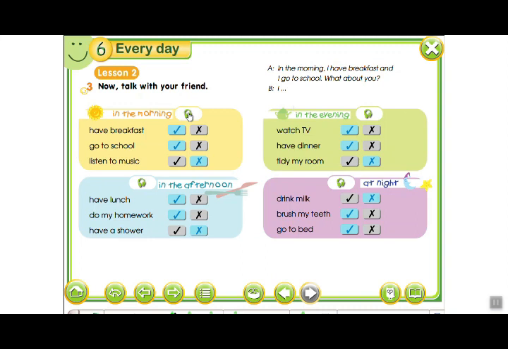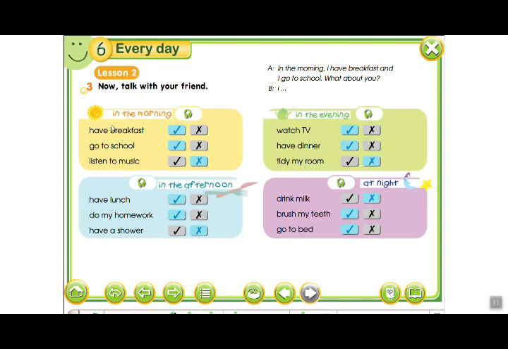Listen. In the morning, I have breakfast and I go to school. What about you? I listen to music and I go to school. In the evening, I watch TV and have dinner. What about you? I tidy my room and I have dinner. In the afternoon, I have lunch and I do my homework. What about you? I have a shower and I have lunch. At night, I brush my teeth and I go to bed. What about you? I drink milk and I go to bed.